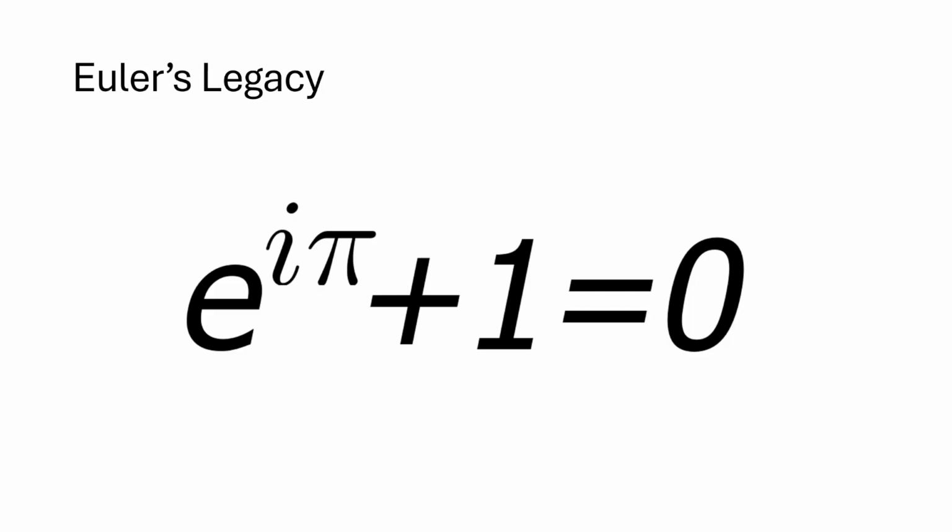we actually get e to the ix equals cosine of x plus i sine of x. And then, of course, if you plug in pi, we get e to the i pi plus 1 equals 0. The other way is using, I think, de Moivre's theorem and then doing some limit stuff and algebraic manipulation to get Euler's formula.